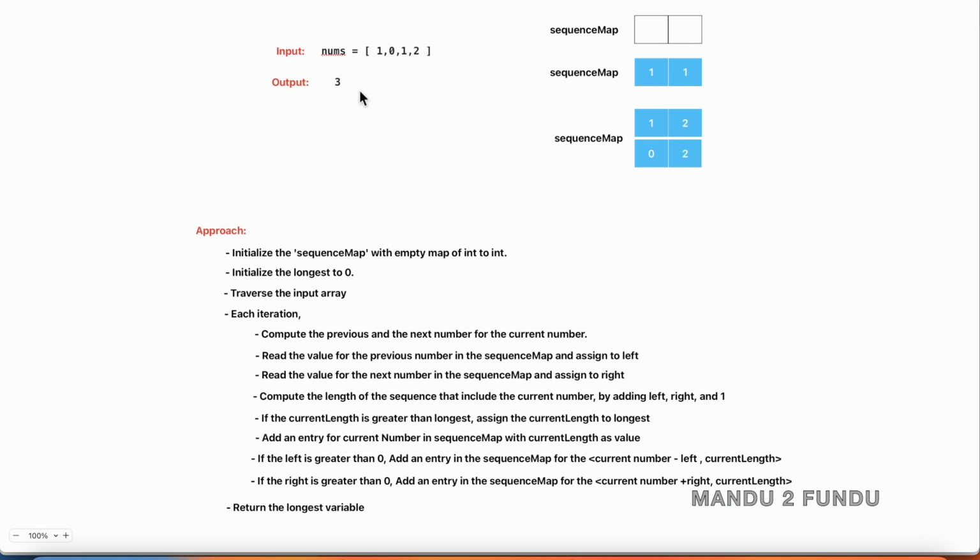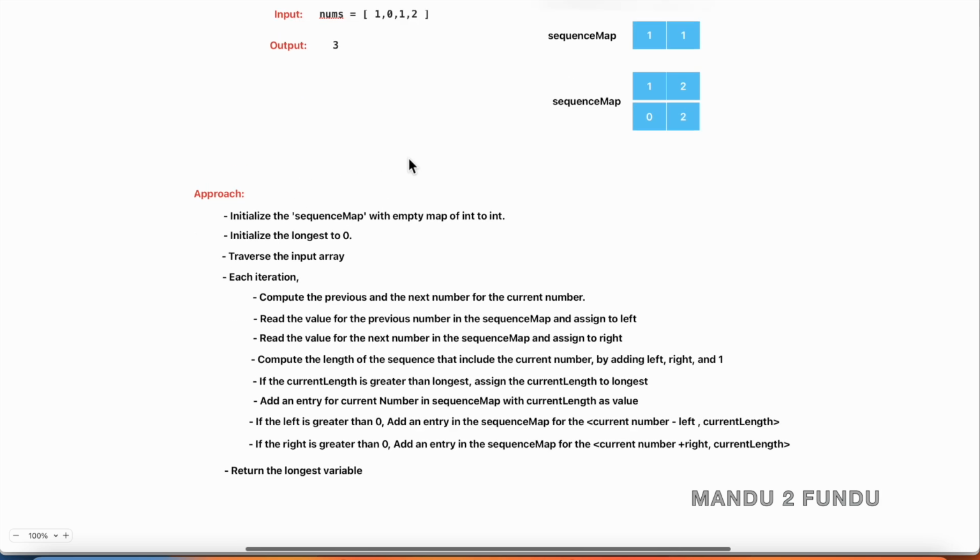In addition to that, we maintain one variable which keeps track of what is the longest sequence we have seen so far. So whenever we compute a new sequence, we compare that with the current longest sequence value. If the current sequence length is greater than the longest sequence seen so far, then we have to update that variable. At the end, we will have a longest sequence length in the longest variable. So that's what I have written here.